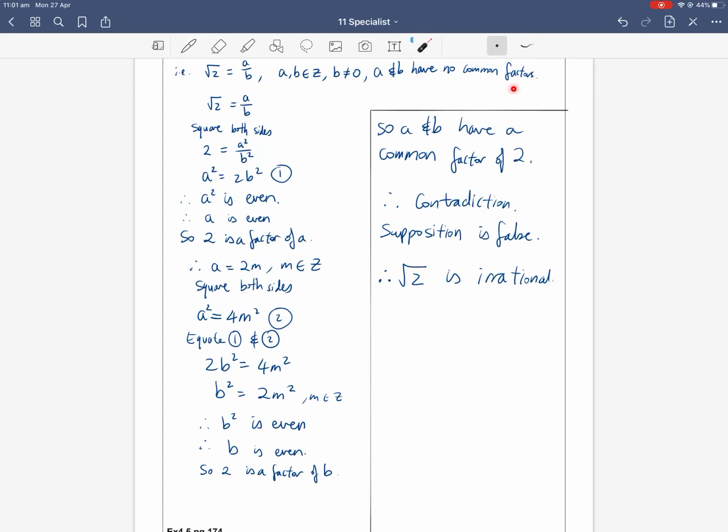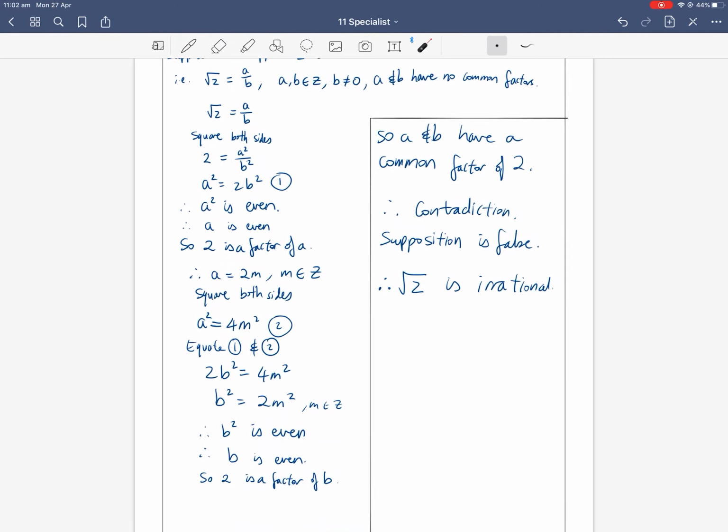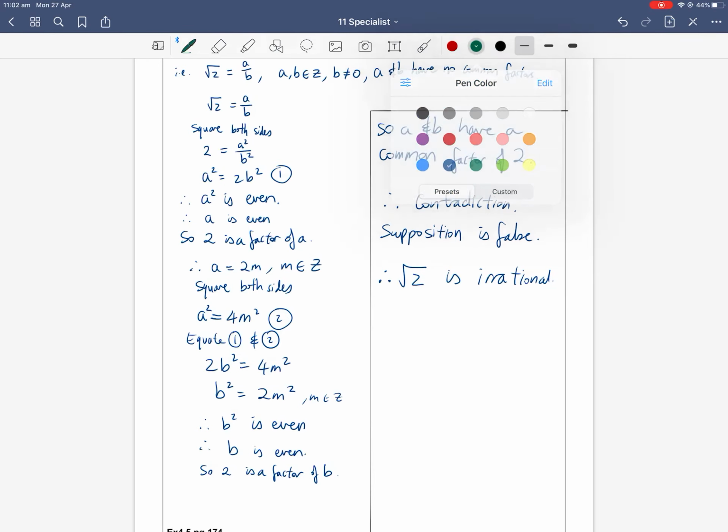But that can't be true because we assumed at the start, we said at the start that a and b have no common factors, because that's the definition of rational number. So whatever we suppose at the start that root 2 is rational is a false statement, which means the opposite must be true, that root 2 is irrational. So that's how we get root 2 is irrational, by proof by contradiction.